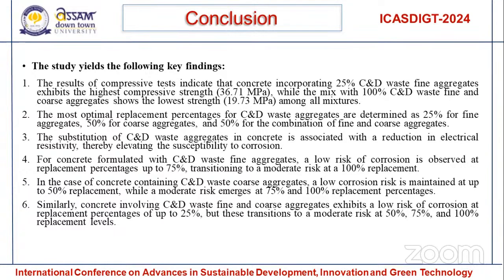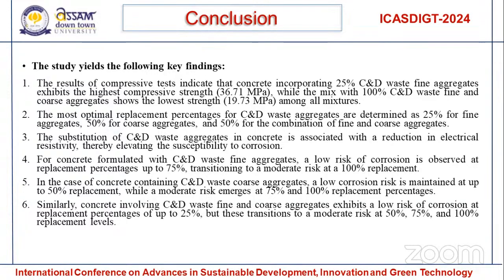So these are the conclusions, or the key findings, of our study. The results of the compressive test indicate that concrete containing 25% CND waste exhibits the highest compressive strength, that is 36.71 MPa, while the mix with 100% CND waste coarse aggregate shows the lowest compressive strength among all the mixtures. The optimal replacement percentage for CND waste aggregate is 25% for fine aggregate, 50% for coarse aggregate, and 50% for the combination of fine and coarse.